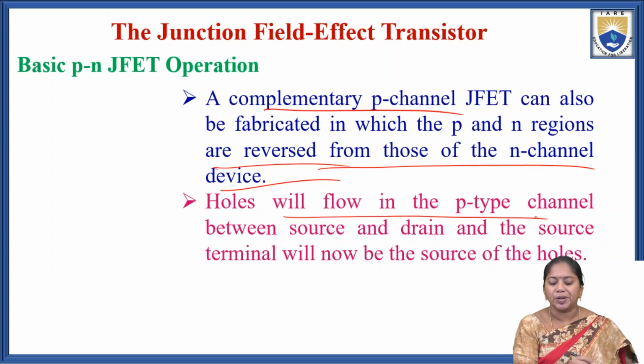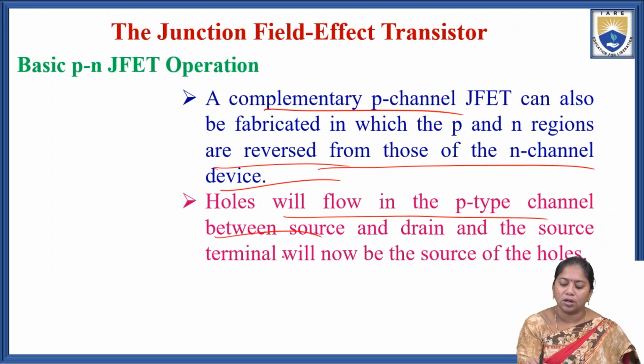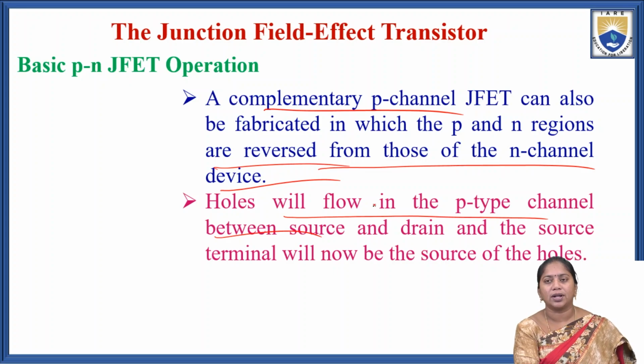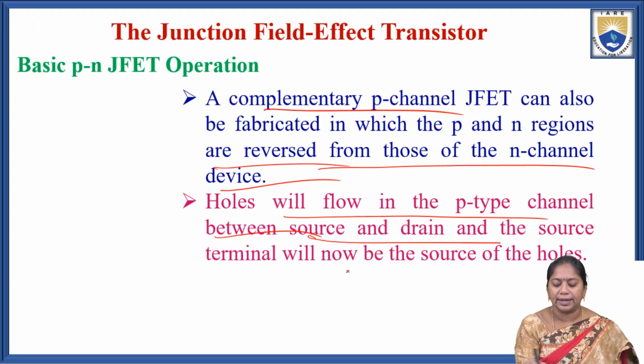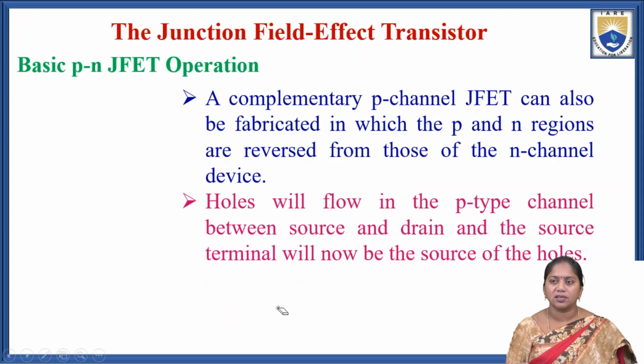Holes will flow in the P-type channel. In N-type channels, electrons will flow and electrons are the majority charge carriers, and in the P channel, the holes are the majority charge carriers. So the holes will flow in the P-type channel between the source and the drain, and the source terminal will now be the source of the holes. It supplies the holes from the external circuit.